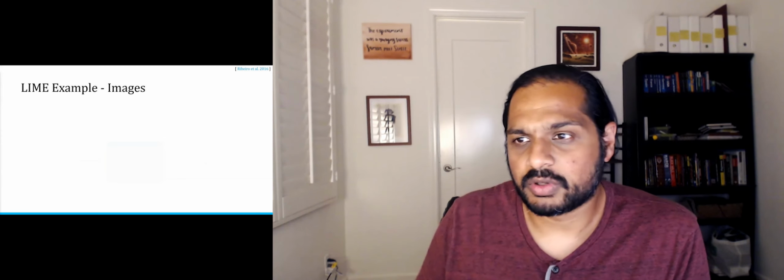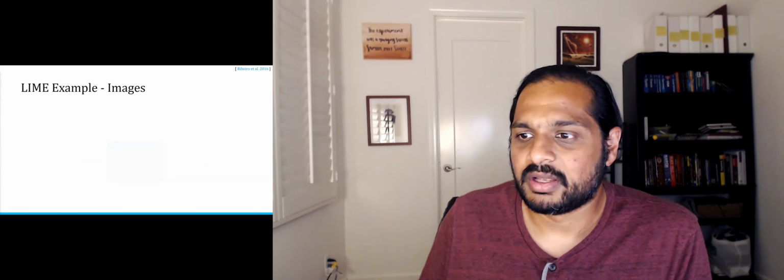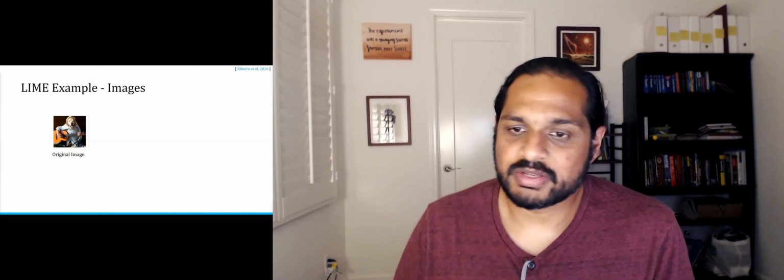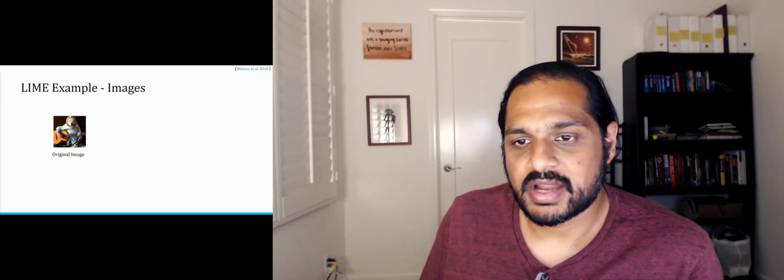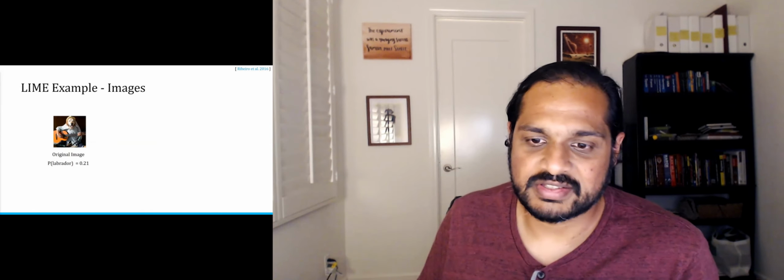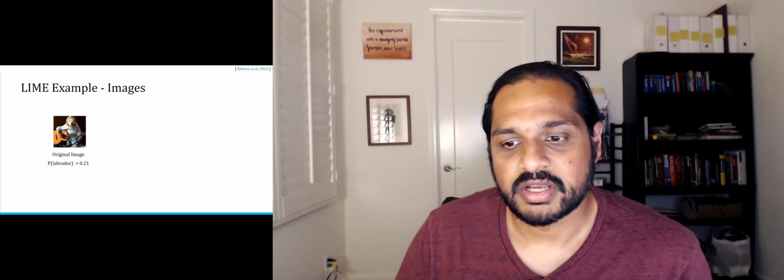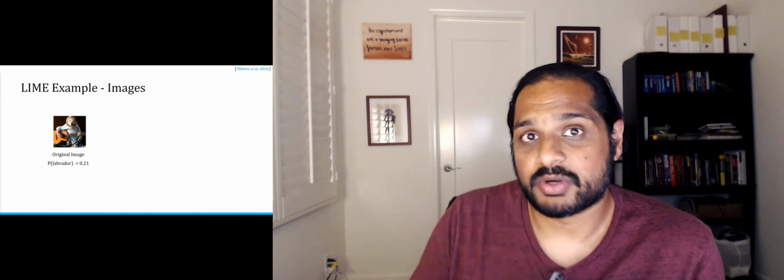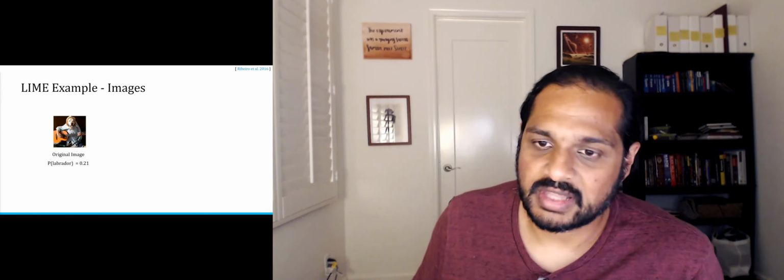Let me walk you quickly through the example explanation and show you how the algorithm works. So here's an image of a dog playing a guitar, and the model says that this is a Labrador image with some probability, right? 0.21. Now we want to explain, why does the model think so? Why does the model think this is Labrador?